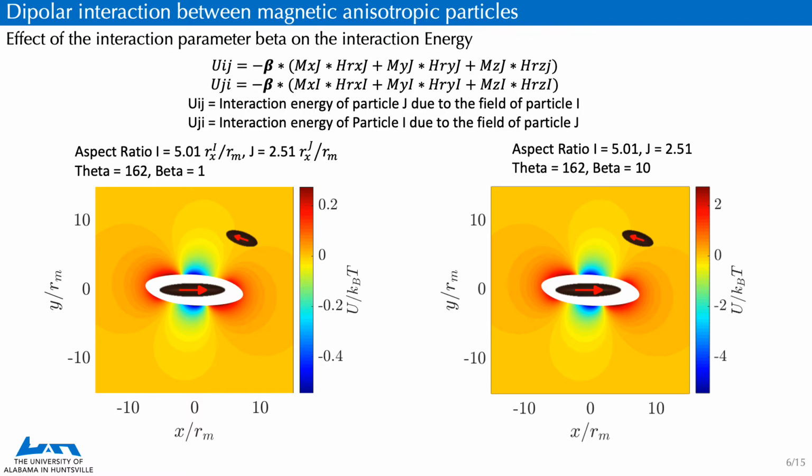We also looked at the effect of beta on the interaction energy. And we found that, as you can see based on this equation, it is just a prefactor. So the energy minimums stay the same no matter what the beta is. However, the total energy of the system is much greater at higher betas.